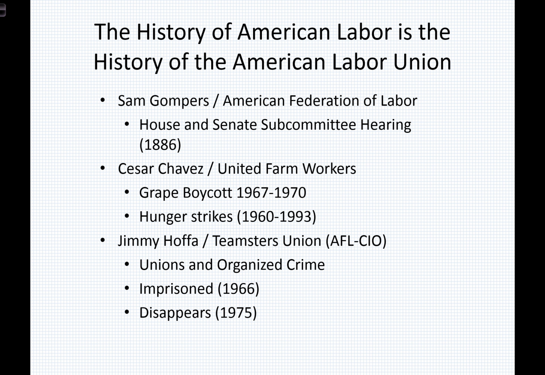We've all heard of Jimmy Hoffa, a very pivotal figure in the Teamsters Union, which became or was associated with the AFL-CIO. That's the American Federation of Labor, and the AFL-CIO is a very powerful labor union in the United States even today. But it was Mr. Hoffa's reign as a leader within the AFL-CIO and the Teamsters Union that we began to really associate unions and organized crime in this country.